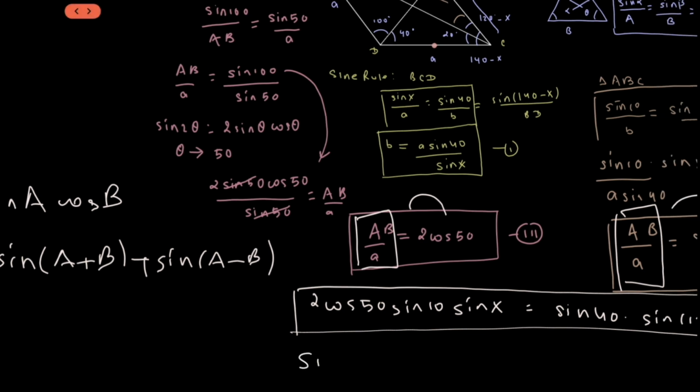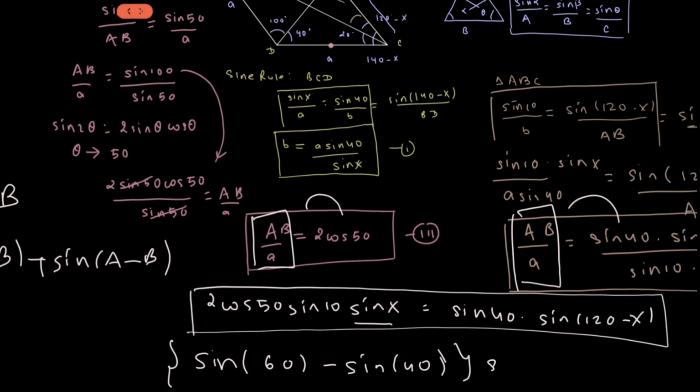So it will turn out to be sine of 10 plus 50, that is 60 degrees, plus sine of 10 minus 50, that is negative 40 degrees. And we know that sine of a negative angle is negative of sine of that angle. So sine of negative 40 will turn out to be negative sine of 40 degrees. And this thing is still getting multiplied with sine of x.